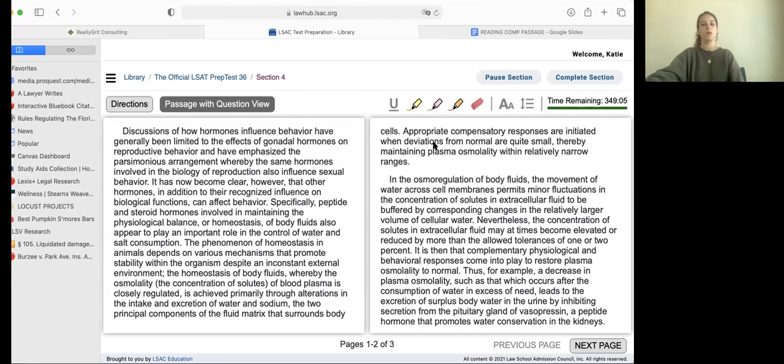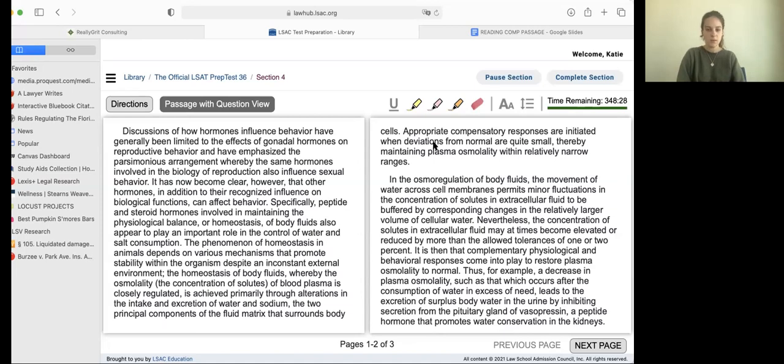Discussions about how hormones influence behavior have generally been limited to the effects of gonadal hormones on reproductive behavior and have emphasized the parsimonious arrangement whereby the same hormones involved in the biology of reproduction also influence sexual behavior. It has now become clear, however, that other hormones, in addition to their recognized influence on biological functions, can affect behavior. Specifically, the peptide and steroid hormones involved in maintaining the physiological balance or homeostasis of body fluids also appear to play an important role in the control of water and salt consumption.